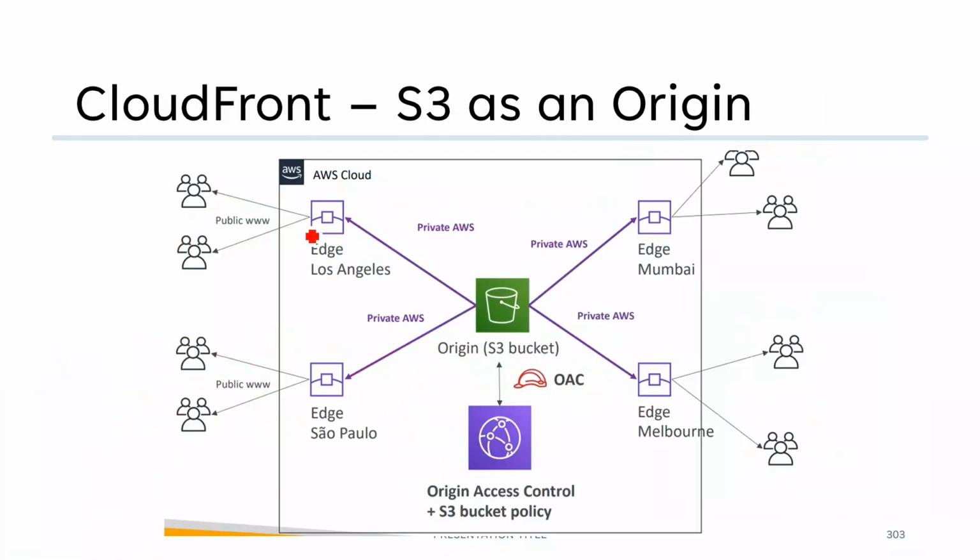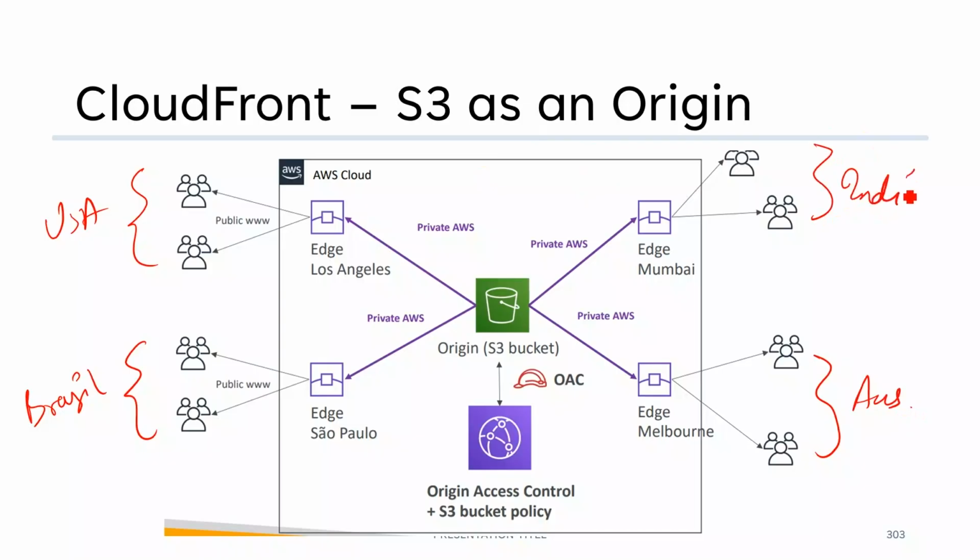Now let us move forward and understand it in a little bit more detail. This should make it very clear. There are a lot of users. This pair of users is in the USA, in Los Angeles, and then you have Sao Paulo. These users are in Brazil. Then Melbourne, these users are in Australia, and Mumbai, these users are in India. But your origin S3 bucket is somewhere else, for example in the USA.